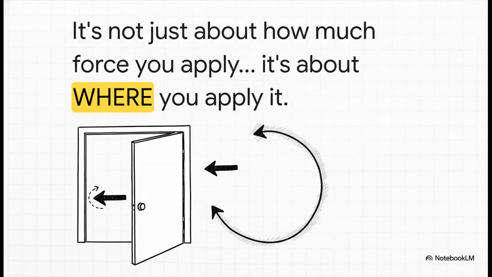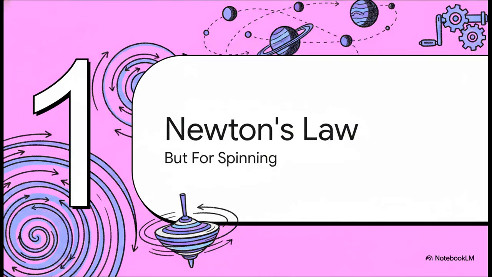And that right there is the key. It's not just about how hard you push, it's about the twisting effect that push creates. And in physics, that twisting effect has a name, and it is the first piece of the puzzle for understanding Newton's law for things that spin. So let's make it official. We are going to break down the direct counterpart to Newton's second law, but for rotational motion.